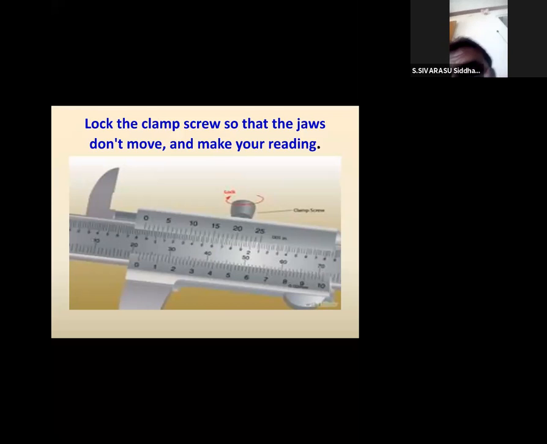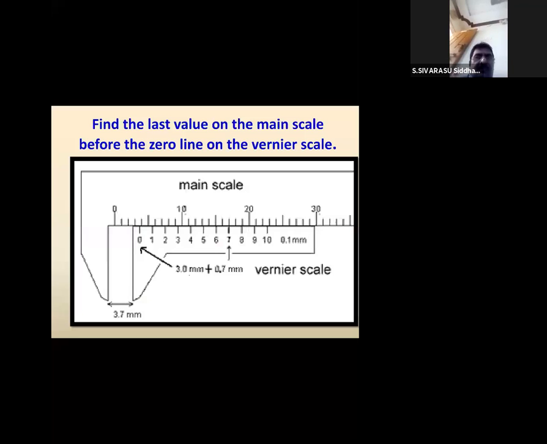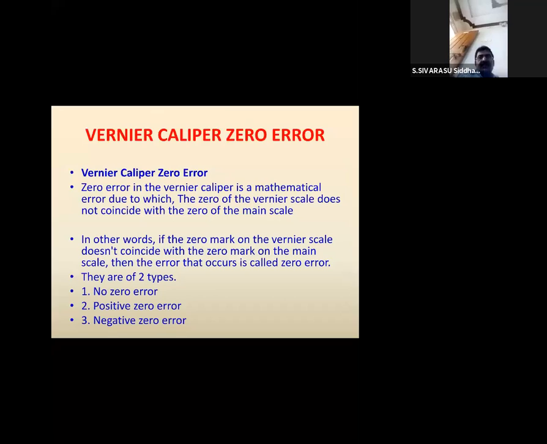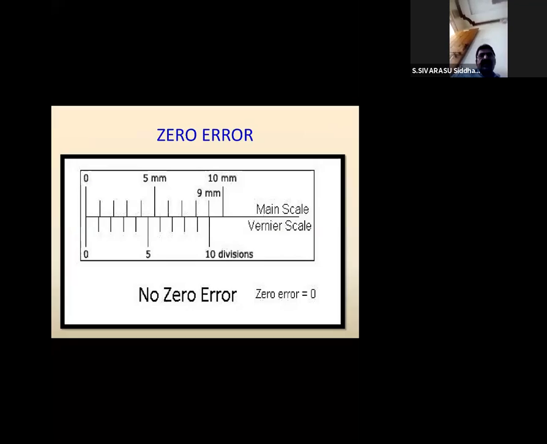There are two types of error: one is positive error, the other is negative error. Another we can say is the zero error. What is meant by zero error? The main scale division 0 and the vernier scale division 0 are in the same line. That means there is no error. If the lines are like this, no error.